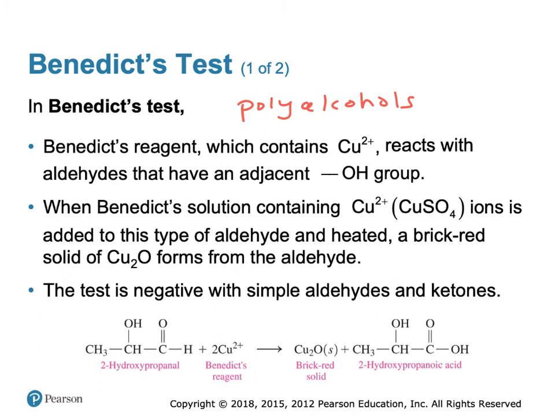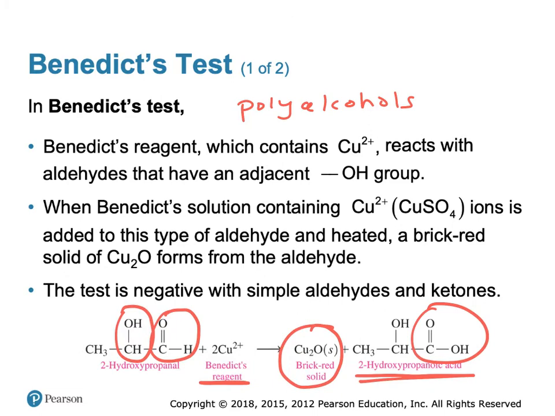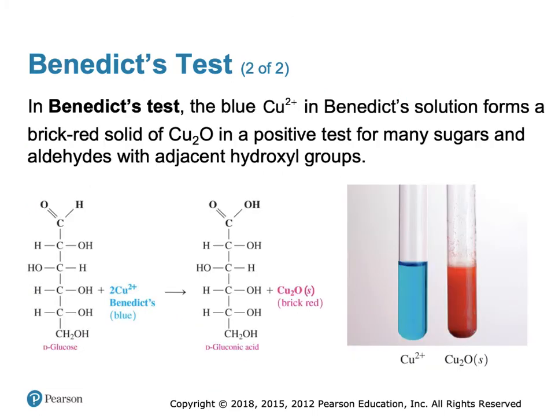So again, this is a good test for sugars because sugars have an OH group adjacent to an aldehyde. So if you have your aldehyde and an OH group adjacent, you add copper 2 plus cations, you are going to get a copper oxide, where you get a reduction, and then you are going to get an oxidized organic product. Here's your carboxylic acid. So you can see this colorimetrically here. And again, this is what I was talking about with the carbohydrates.